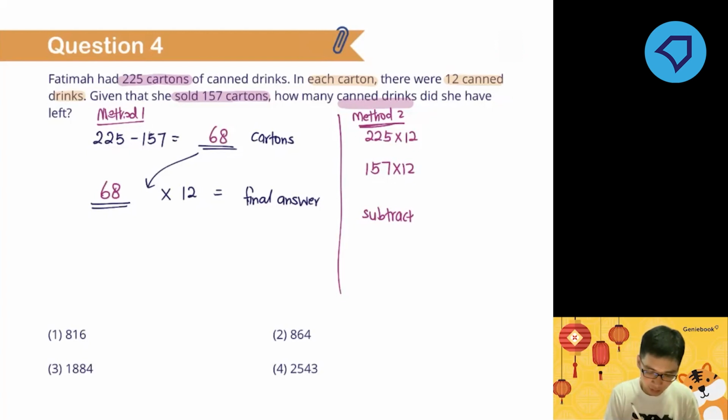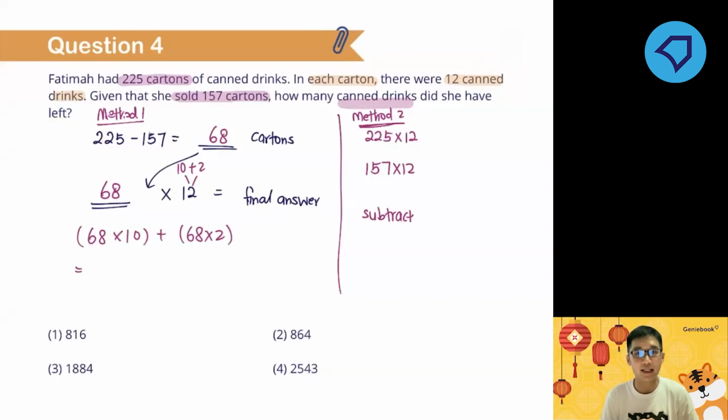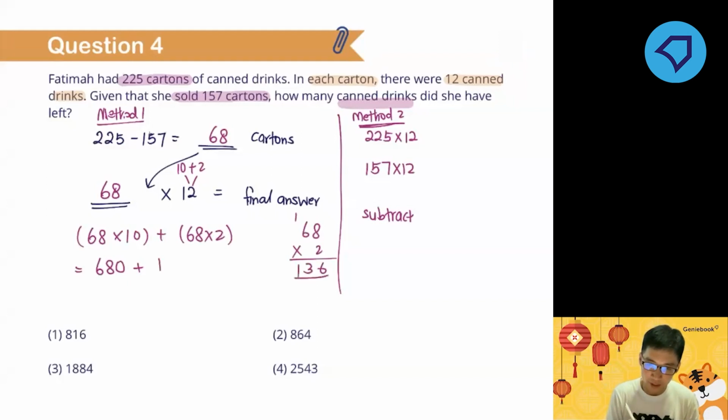So for this, 68 times 12, if you split this into 10 plus 2, this is just 68 times 10 and 68 times 2. 68 times 10, very easy, because I just need to add a zero to the back, okay? So 680. Now 68 times 2, you just do the multiplication, and that gives me 136. And finally, we add them together, this would give me 816.